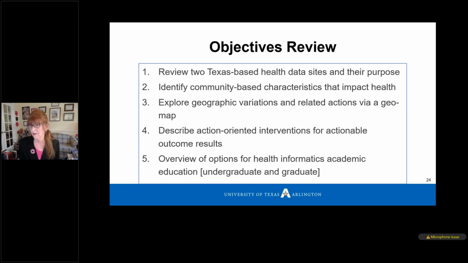So the objectives I said I was going to accomplish for you today were to review 2 Texas-based data sites and their purpose, to identify community-based characteristics that can impact health. I said I was going to explore geographic variations relating to Geo Maps, describe action-oriented interventions and actionable outcome results. And now we want to do another objective, and that is to do an overview of options that are available for health informatics academic education that is so needed, and it's a burgeoning field.